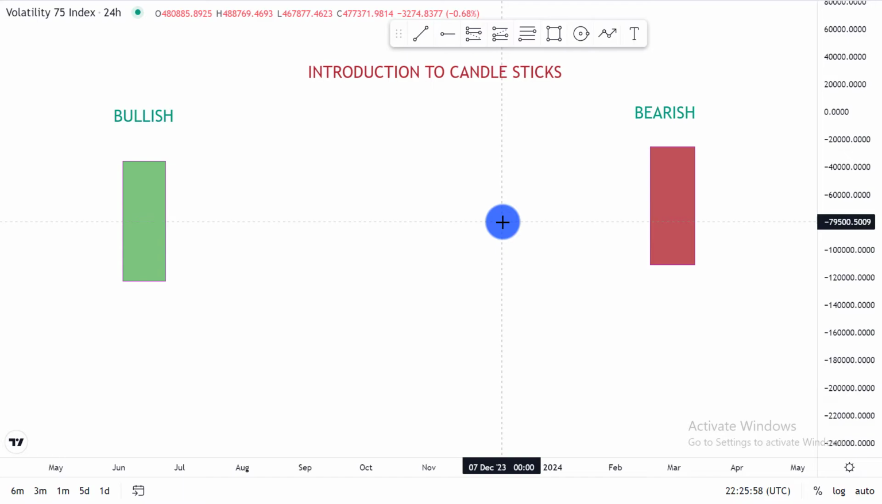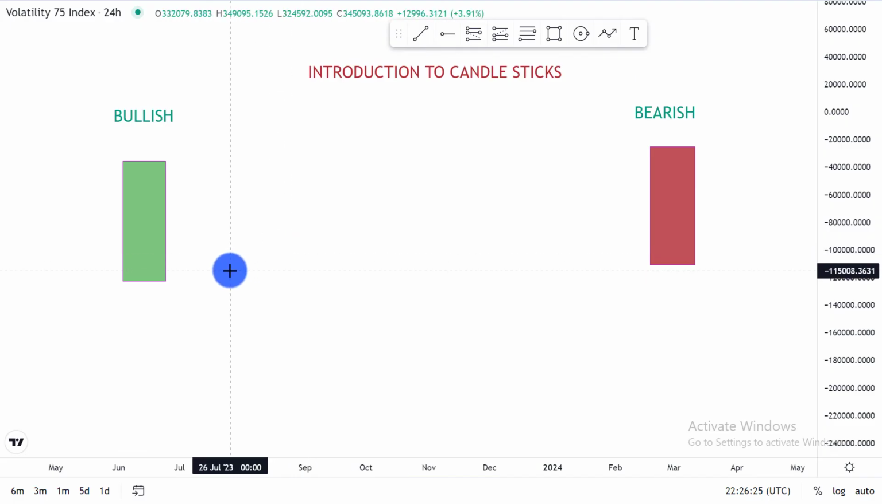Candlesticks are actually a chart pattern of representation. There are three types of chart representation: the candlestick charts, the line charts, and the bar charts. But over 95% of traders across the world use candlestick chart patterns to interpret price action because it's mostly accepted across the world, and it shows us more information than any other chart representation does.